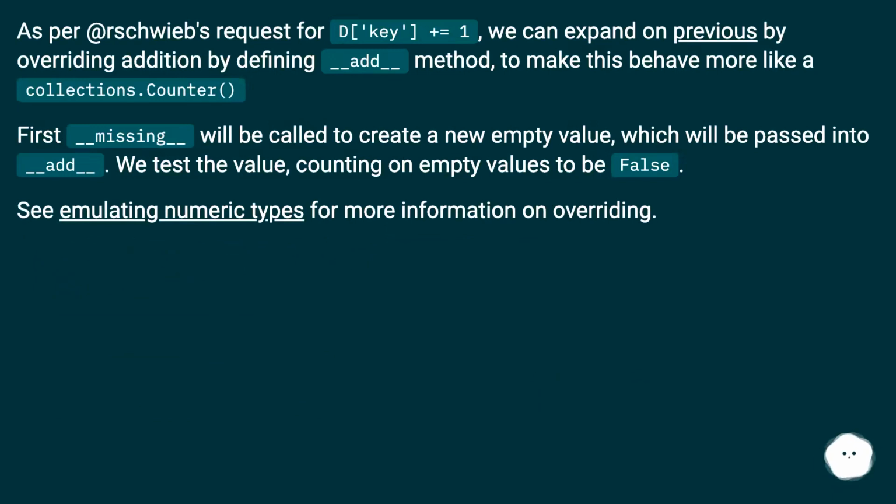As per Itwishvieb's request for d[key] += 1, we can expand on the previous by overriding addition by defining the __add__ method, to make this behave more like a collections.Counter. First, __missing__ will be called to create a new empty value, which will be passed into __add__. We test the value, counting on empty values to be false. See emulating numeric types for more information on overriding.